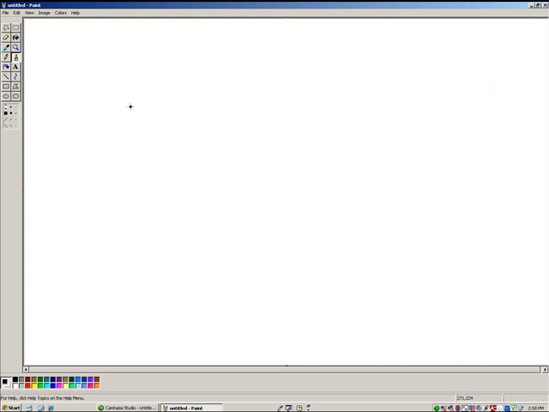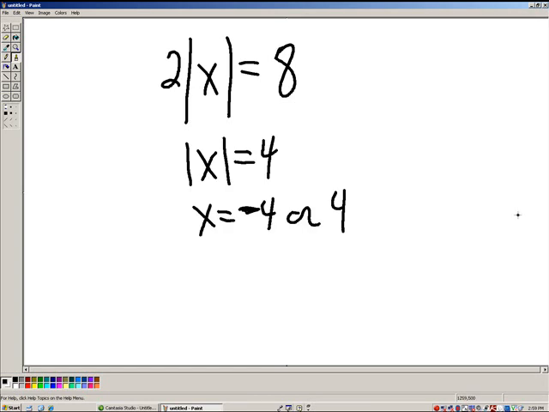The same is true if something is being multiplied or divided instead of added or subtracted. Going backwards on the order of operations, we need to deal with the multiplication before we deal with the parentheses. And so that means we have to get rid of the 2 first. And we end up with the absolute value equals 4 and x equals negative 4 or positive 4.